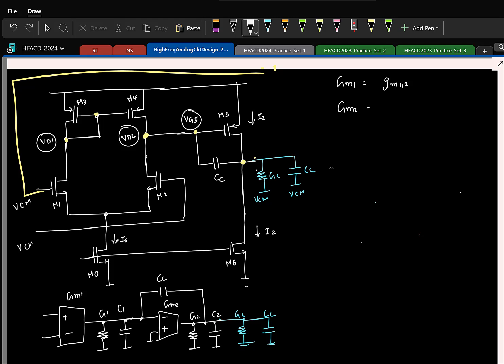What is short circuit GM of the second stage? Second stage is this guy, which is providing the transconductance. GM5. So similarly, if I find the intrinsic output conductance at the output, what is it? Yeah, R02 parallel R04. So conductance is GDS2. Okay. Similarly, what is the intrinsic conductance at the output here? GDS5 plus GDS6. Okay.